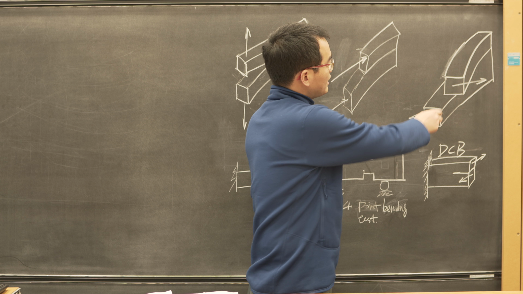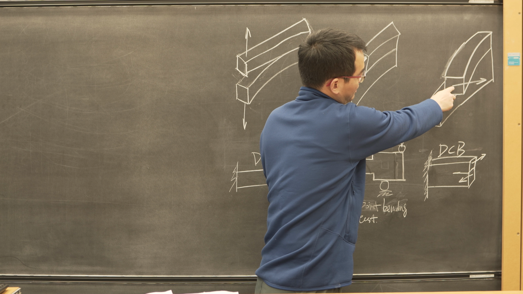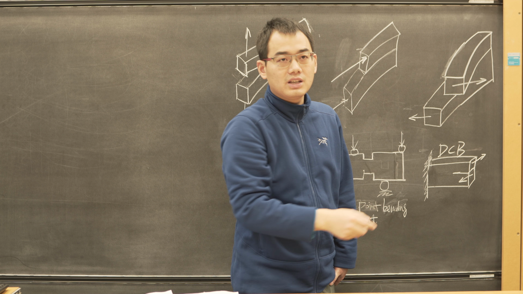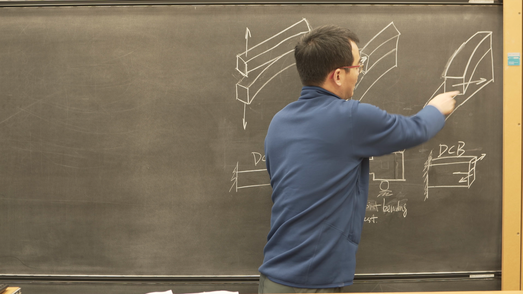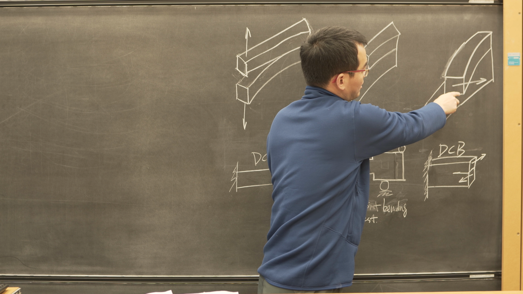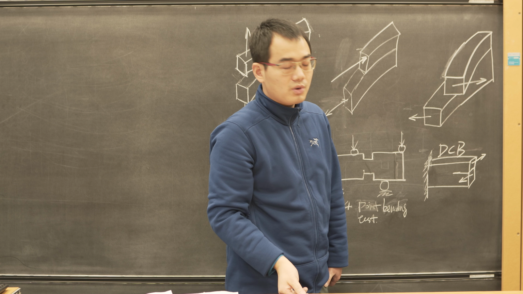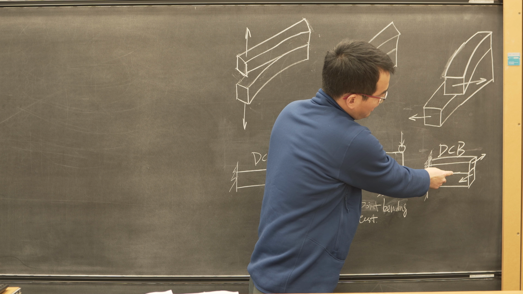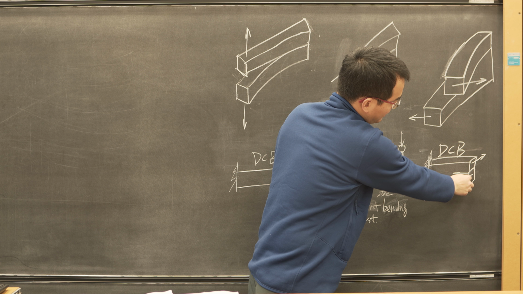For this one, the displacement jump between these two parts is still parallel to the fracture interface, but this direction is also parallel to the fracture front. For this case, we will confront it in the double cantilever beam test, but now we don't have a vertical load. We have the shear force applied in this direction and in this direction.